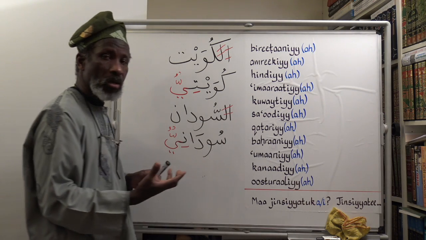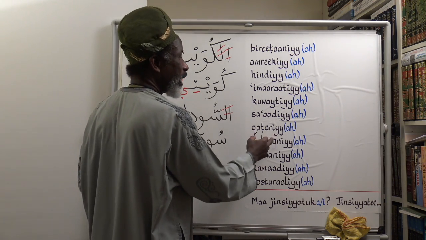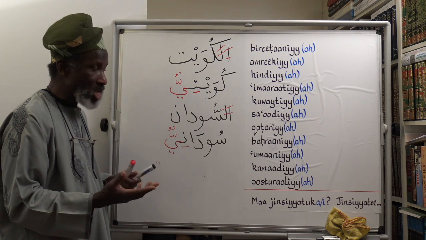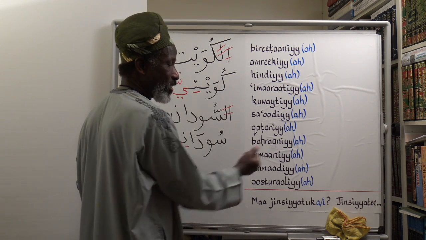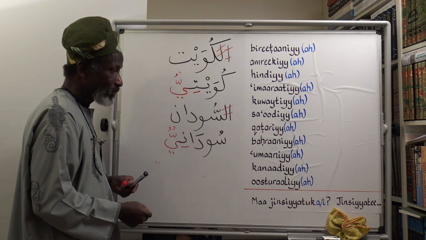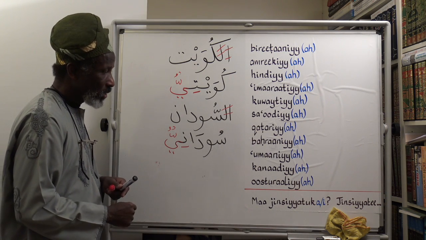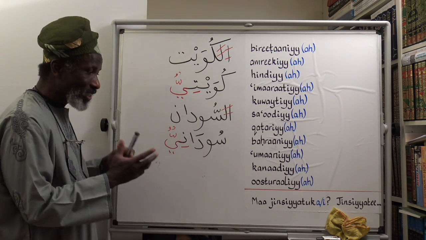Qatari, from Qatar. Bahrani, from Bahrain. Omani. That's Omani. Canadi, Canadian. Australi, Australian. So that's your principle.